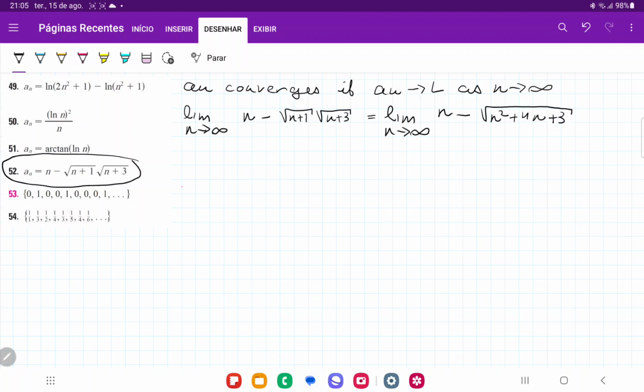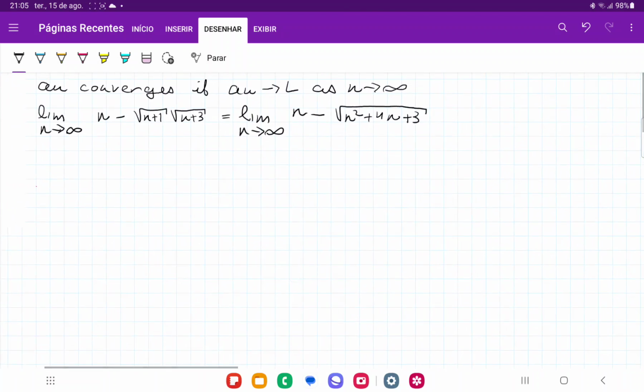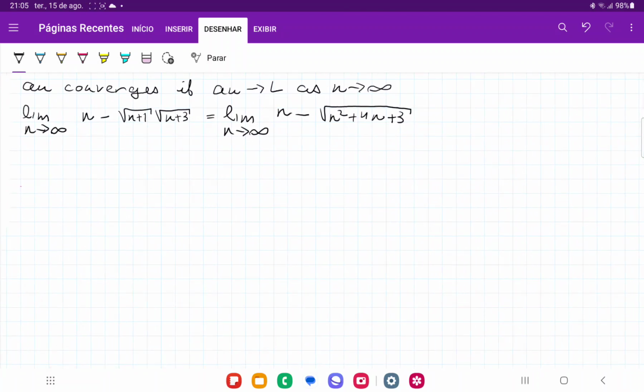Okay. So now if we evaluate this, we're going to get the limit as n approaches infinity, infinity minus the square root of infinity squared plus 4 times infinity plus 3. We don't actually know what that is, so that's no good. What we're going to have to do here is turn this into a quotient, because quotients make it really easy for us to deal with infinity.